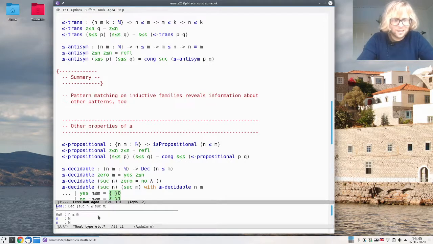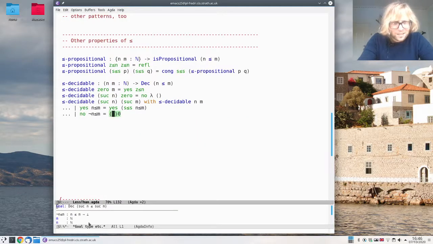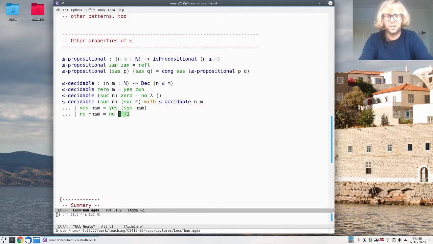Okay, so in this case, I have a proof that n is smaller or equal to m, in which case it should be the case that if I stick a suc on both sides, this is still the case. Right? So this is yes of something. And for that something, I have to show that suc is smaller than suc. That's exactly what this constructor does for me. And then I have the proof I want here. Right. Okay, so in this case, I know that n is not smaller than or equal to m. That's this proof that I have here. So then it's also not going to be the case that if I stick a suc on both sides, this happens, right? So I'm going to claim that this is a no.